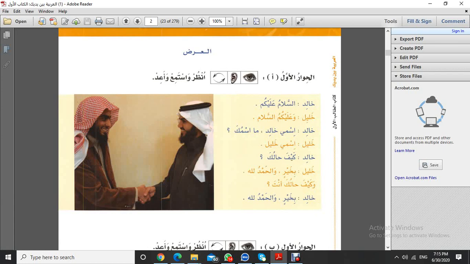Kaifa means how. Haluka: ka here again is showing your. Hal means condition, situation, you can say. So how's your condition, how's your situation? This is how are you in general. We translate it like this. Kaifa haluka, how's your health, how are you doing, how are you? So this is how you ask in Arabic. Kaifa, how, haluka, are you? The ka here shows that the question is being asked to a male.